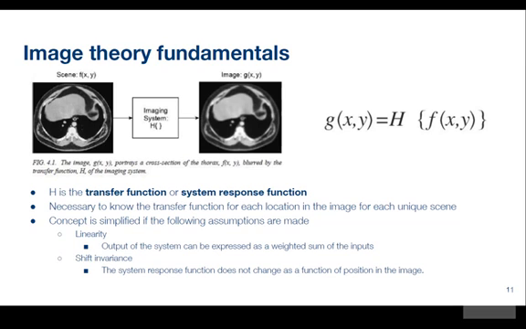Okay, now we can simplify this whole concept if we make the following assumptions. First of all, that the relationship between the scene or the object and the actual image is a linear one. That's the first assumption. The other one is that of shift invariance, and that means that every location, every pixel has the same response function. We don't actually have to worry about having a different response function for each location, and that allows us to simplify the analysis.